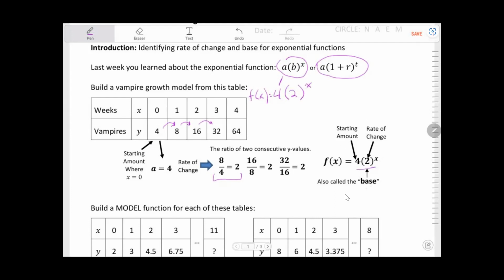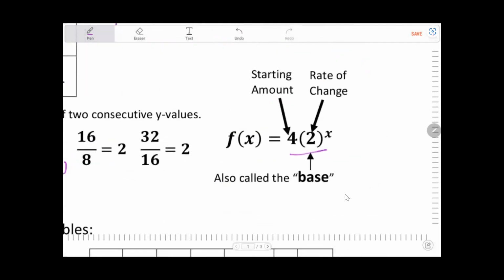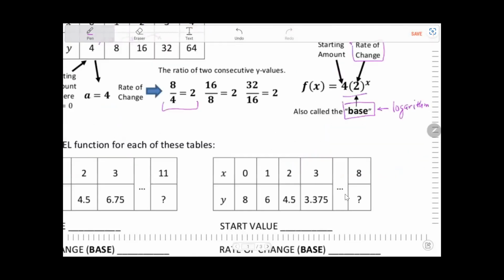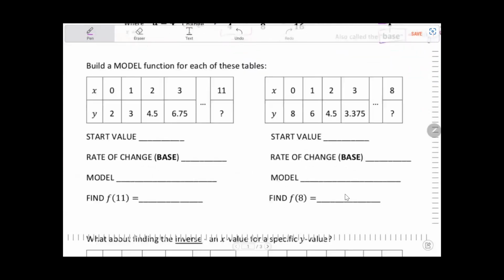And I want to introduce you to a new word. Not a new word for you, but a word that means something a little bit different. So rate of change and base are the same thing. And we're going to use this base. The word base is important when we talk about logarithms. So we don't really talk about rate of change. We use the word base. It means the same thing. All right, so let's build a model function for these tables.